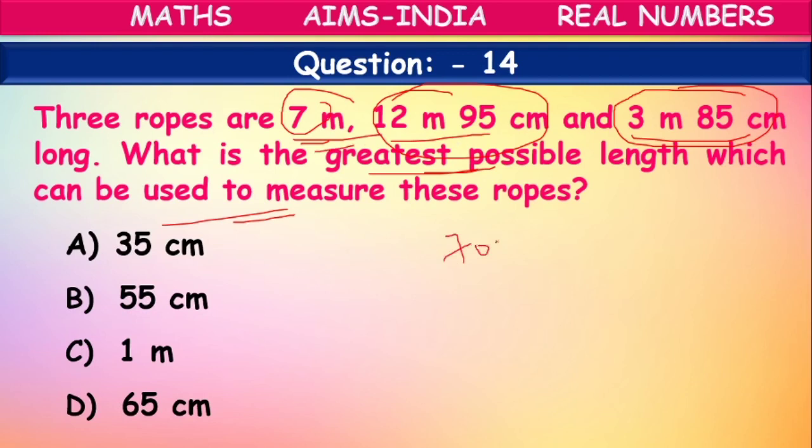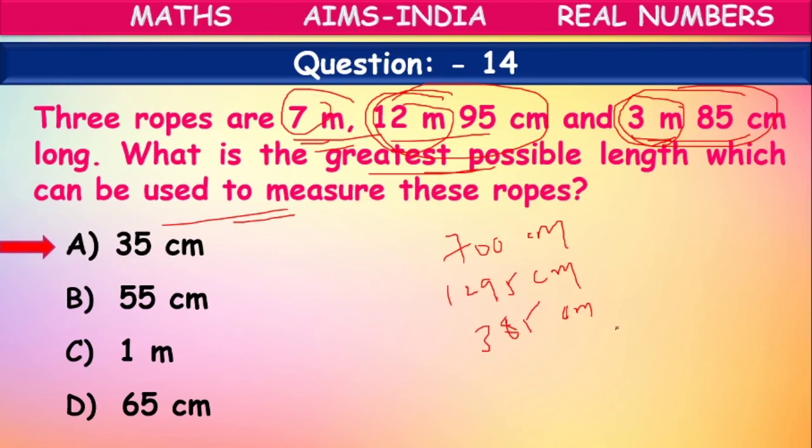7 meters means 700 centimeters we can write. 12 meter 95 centimeter means 1200 centimeter plus 95 means 1295 centimeter. Next 3 meter 85 centimeter, so what we can write? 385 centimeter. So if we take their HCF, the value will be 35 centimeter.